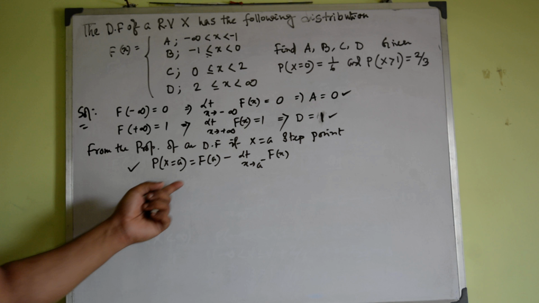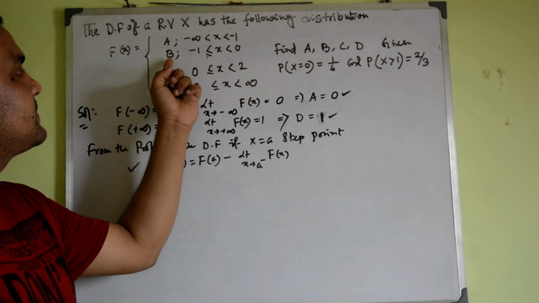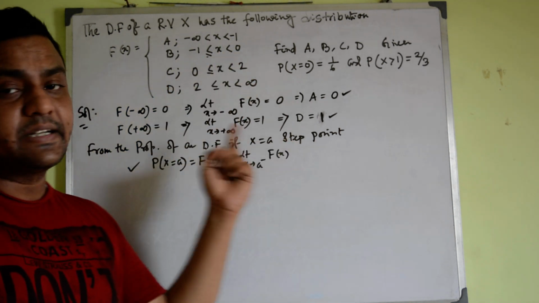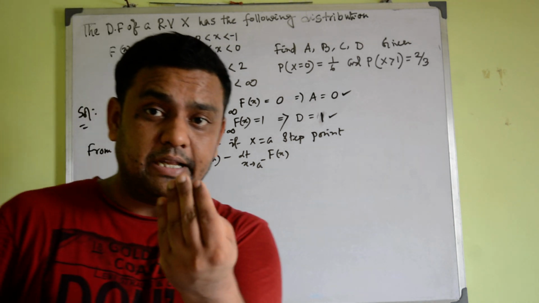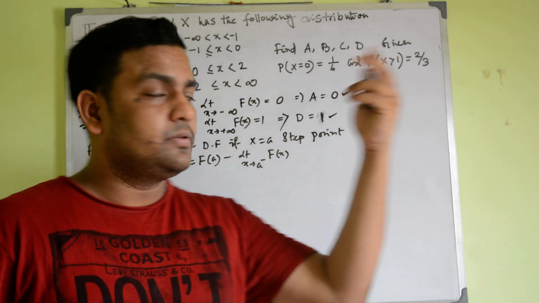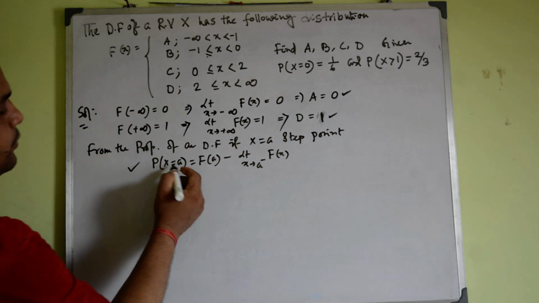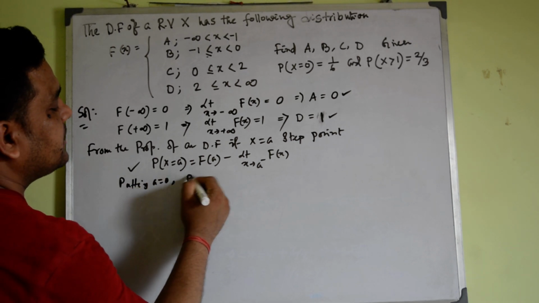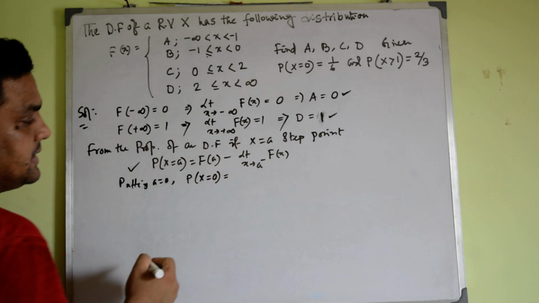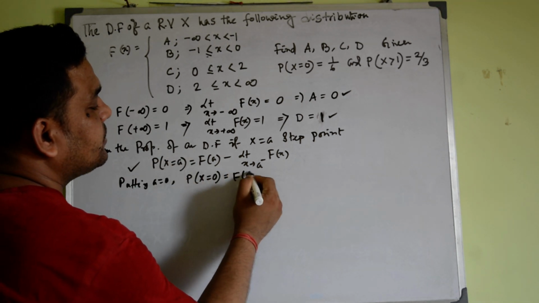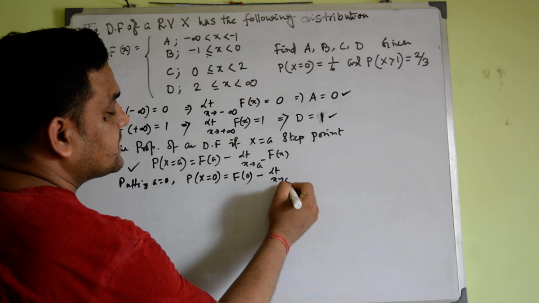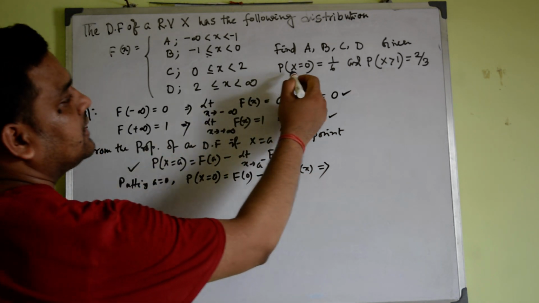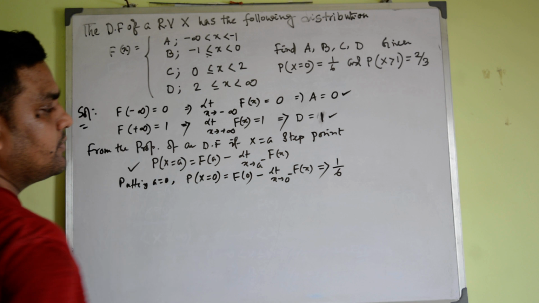To calculate b, here x equal to 0 is a spectrum. For x less than 0 its value is b, and for x greater than or equal to 0 its value becomes c. So x equal to 0 is a step point. Now putting a equal to 0, P(X = 0) equals F(0) minus limit x tends to 0 minus F(x). In our question, this value P(X = 0) is given as 1 by 6, so put it here.